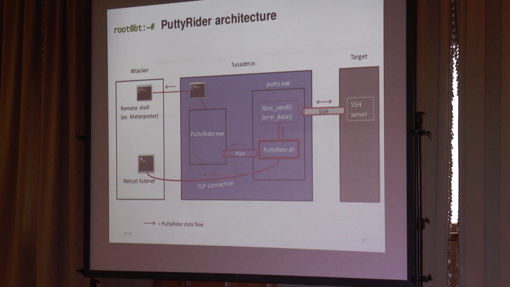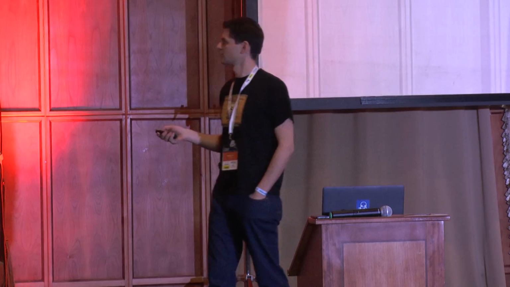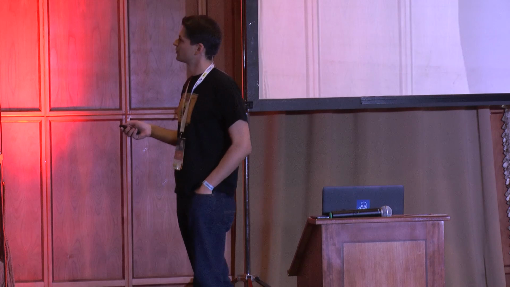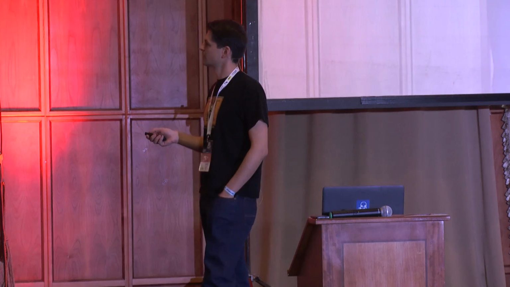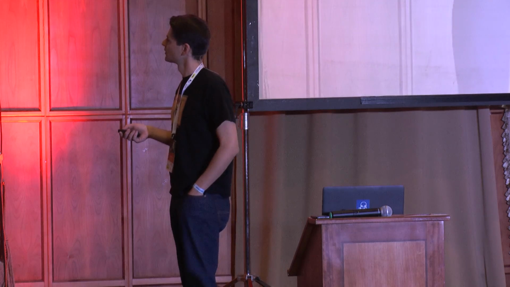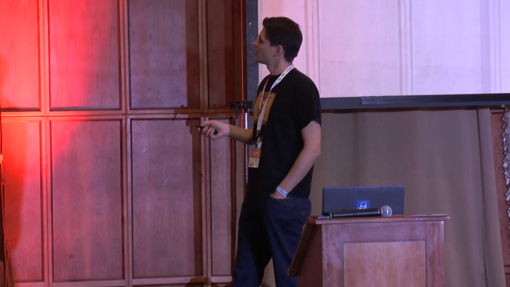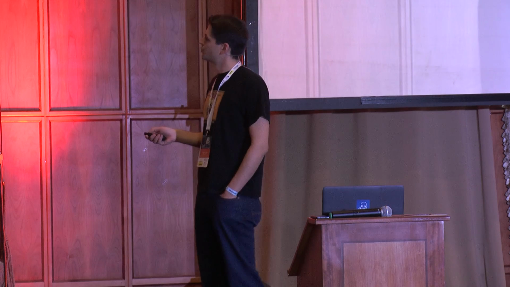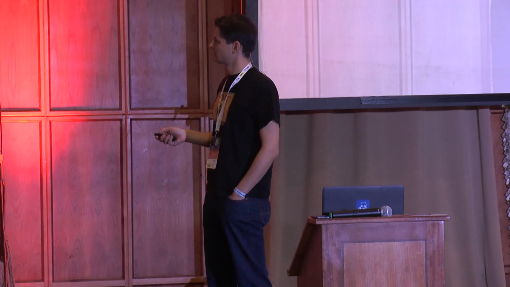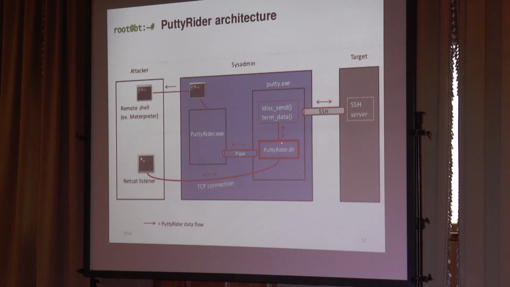Okay? And after injection, it installs hooks on two functions from inside the Putty.exe memory. They're called ldisk_send and term data. We will see what those are. And the communication: PuttyRider DLL, after it installs successfully in the Putty.exe memory, communicates via a pipe with PuttyRider.exe, which transmits data back to the remote shell.